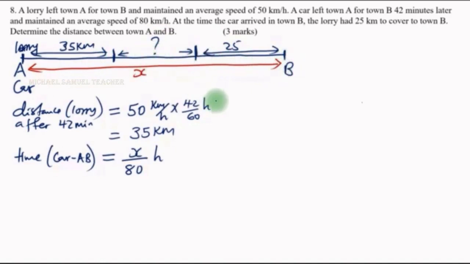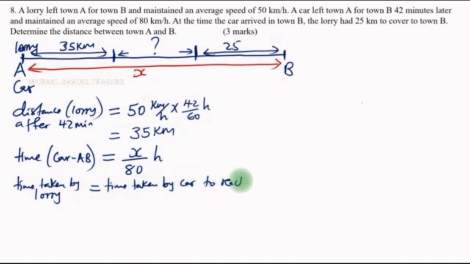So the time taken by lorry will be equal to time taken by car to reach town B, and that is the same as x over 80 hours. So now the distance covered by lorry, so we need the distance covered by lorry to reach this point, so it will be what?